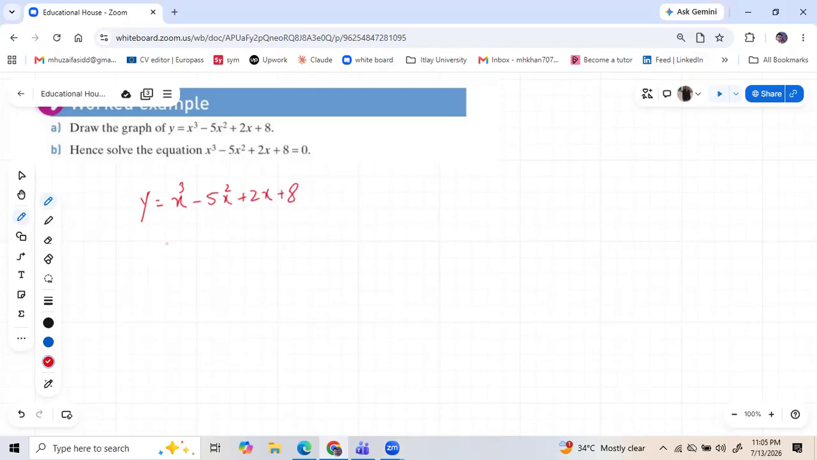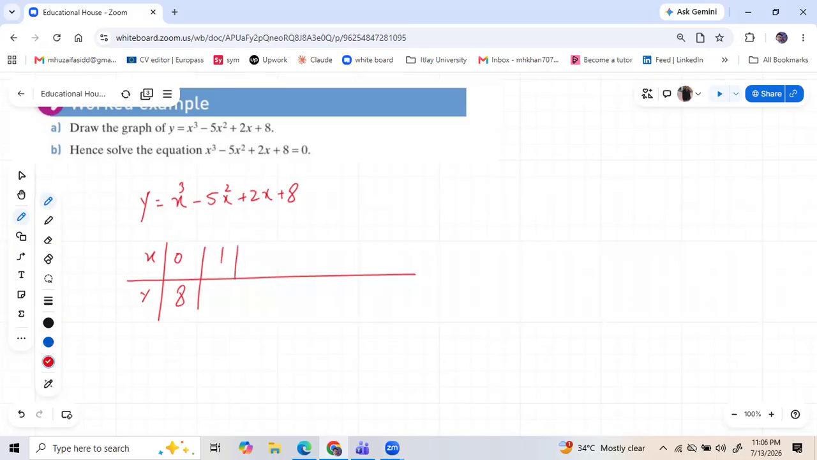Okay, here we are making our table like this one. This is our x, this is our y. When we are setting x is equal to 0, this gives us 8. Sir, your voice is going up and down, so I can't hear you. Okay, now can you hear me? Yes. Okay, now we are setting x is equal to 0, this gives us 8.